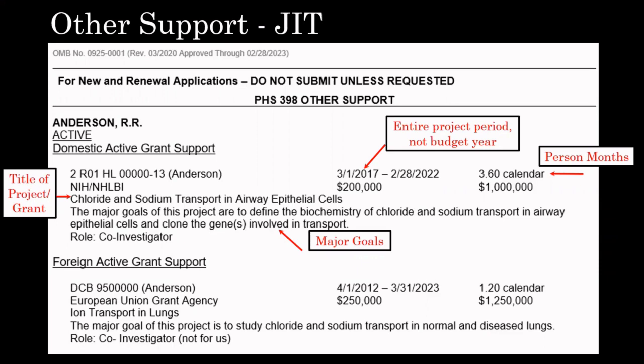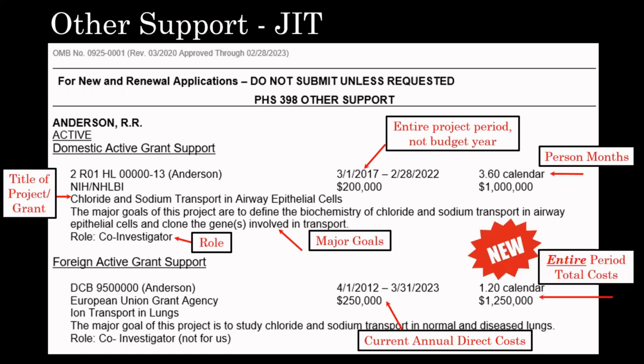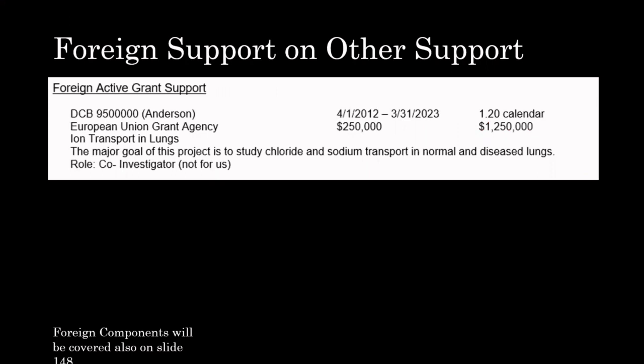The person month. The major goals. And the major goals is information that only the PI can provide. What is their role on the project? Are they the PD/PI? Are they a co-investigator, etc.? So always put their role, whatever it was indicated at the time of submission. You're going to list the current total cost. And you're going to list the entire period total cost. Keep in mind, this is a new change since July of 2019. So both of these items are now required.